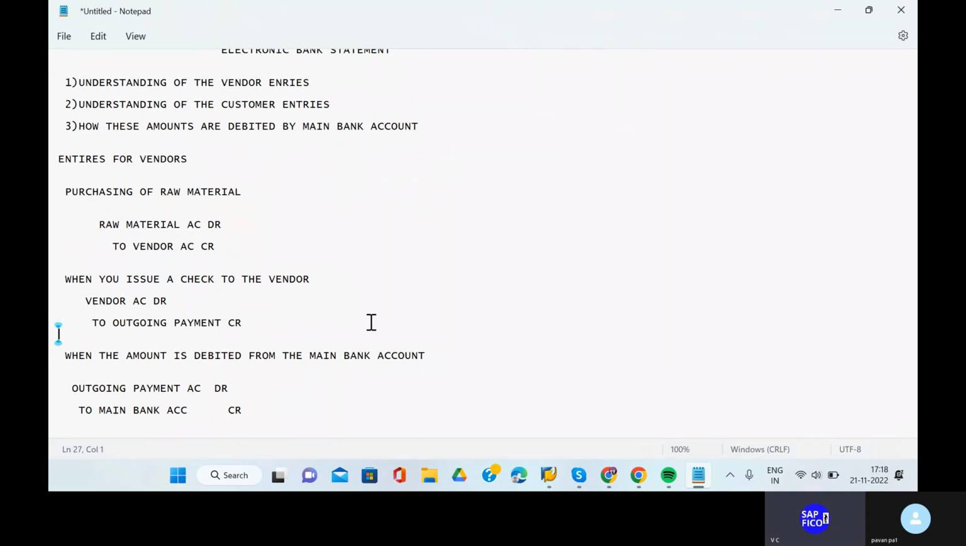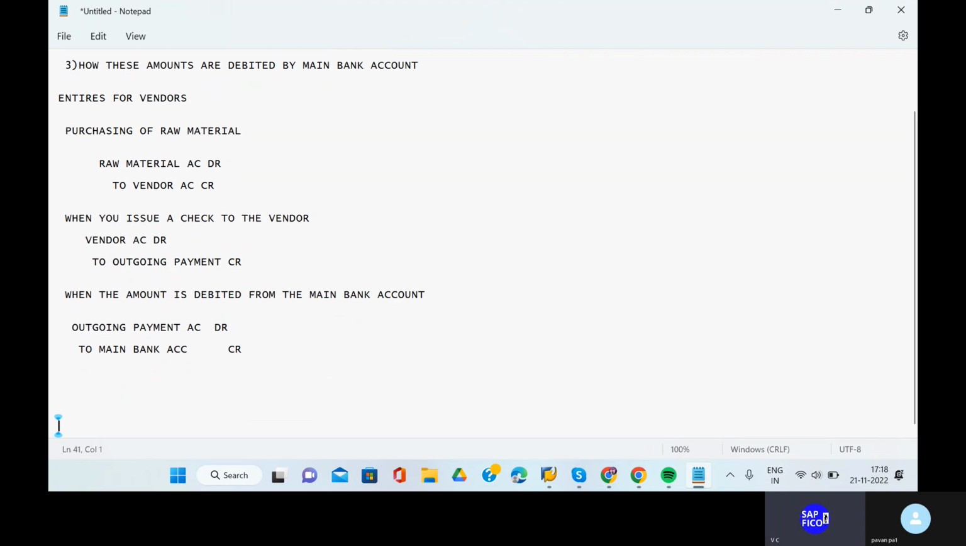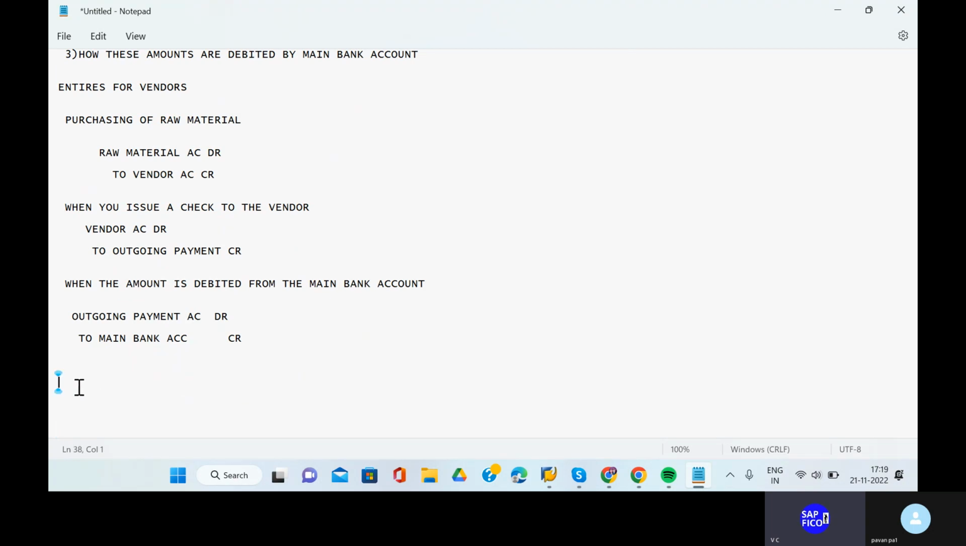Okay, right. So then next step. See, these things are completely related to the vendor, right? But when it comes to the entries for customers, can you write down entries for customers? Now we just got the point that you have purchased the raw material and all these entries you have already seen.